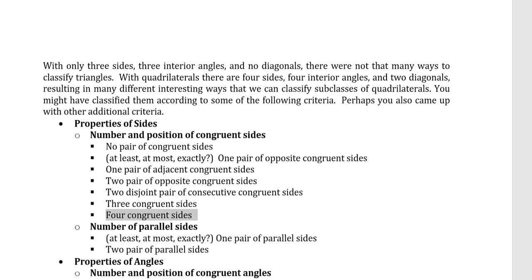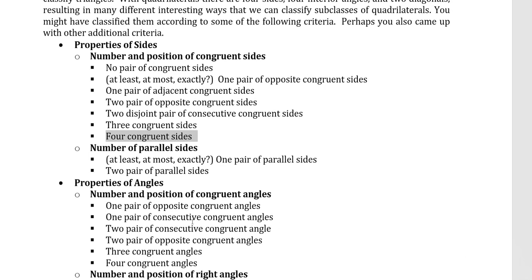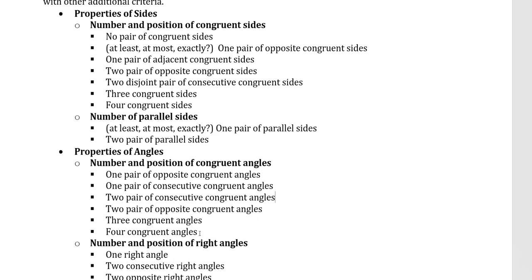How about classifying according to properties of angles? Here's some different things we could do with angles. We could again talk about, instead of congruent sides, congruent interior angles. Say one pair of opposite congruent angles, one pair of consecutive congruent angles, or just maybe one pair of congruent angles, period. Two pair of consecutive congruent angles. Two pair of opposite congruent angles. Three congruent angles, four congruent angles. Okay, four congruent angles, call that a rectangle, right?